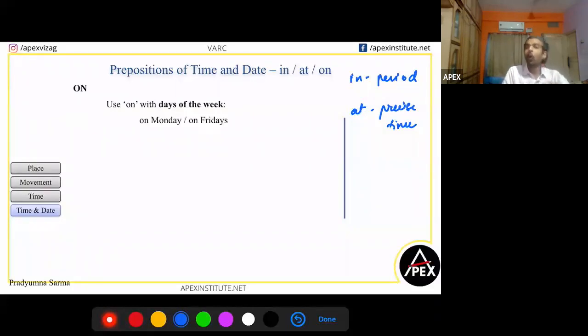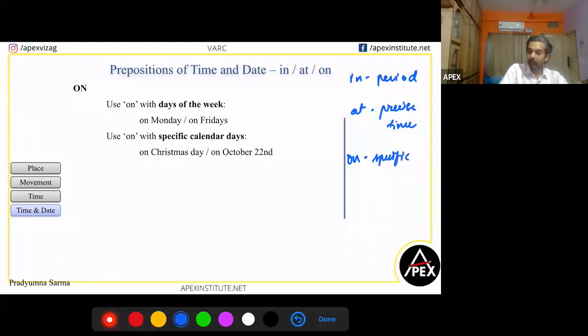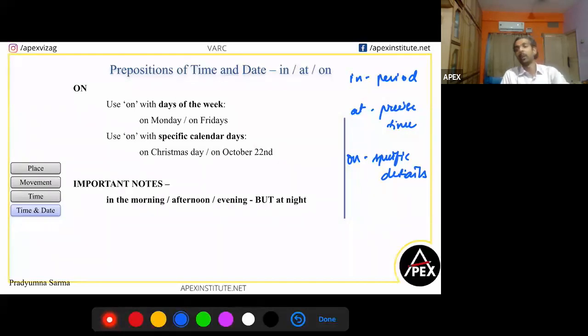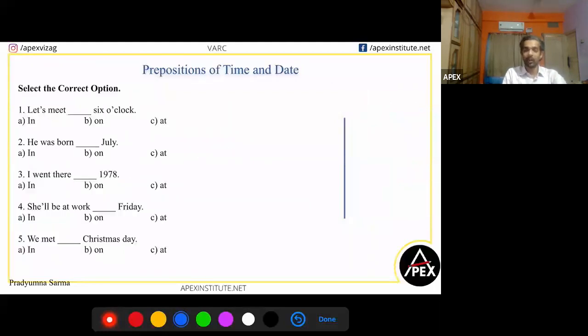What about on? Particular things, like maybe days of the week, or specific days of the calendar. For those things, you can use on. So on is for specific details. Now, there are a few places where you might go wrong. We use in the morning, in the afternoon, in the evening. But for night, we don't say "I will do it in the night". We say "at night". Please be very, very careful with this. All right, can we quickly go on with this?